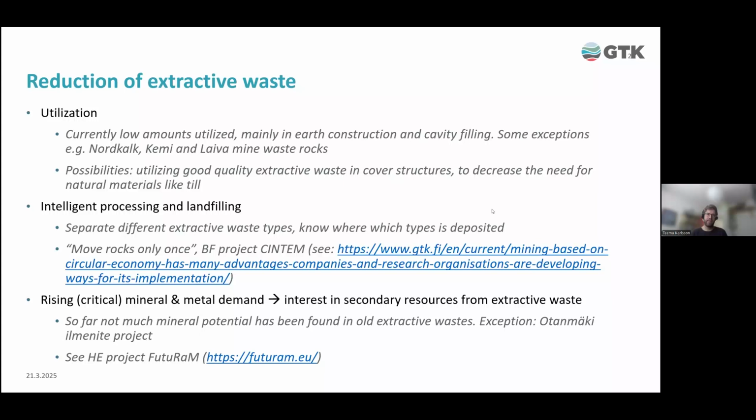And one rising issue is remining of old sites, because there's a need for critical minerals. But so far, we haven't really found too many old mine sites that would have such mine waste that would be really economic to remine. Only the Otanmäki tailings site is an exception. There might be enough ilmenite to reprocess the tailings. You can see the Futuram page there, which is dealing with this topic.